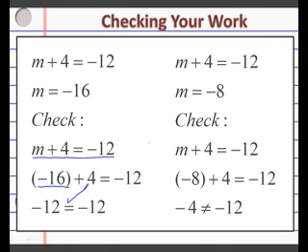Whereas on the right side, we have m equals negative 8. So again, when we go back to the original problem and put negative 8 in for m, we get negative 8 plus 4, which is negative 4. And negative 4 is not equal to negative 12, so we know that we did not do it correctly.